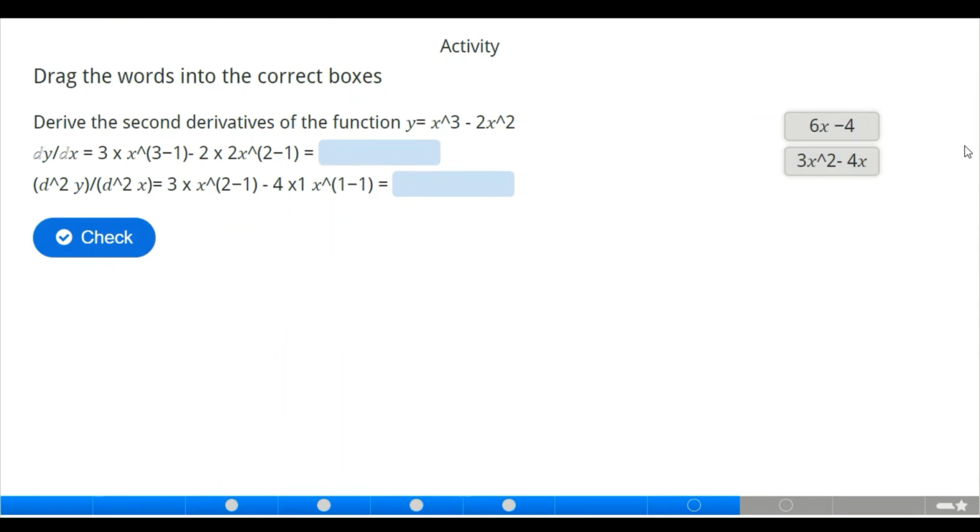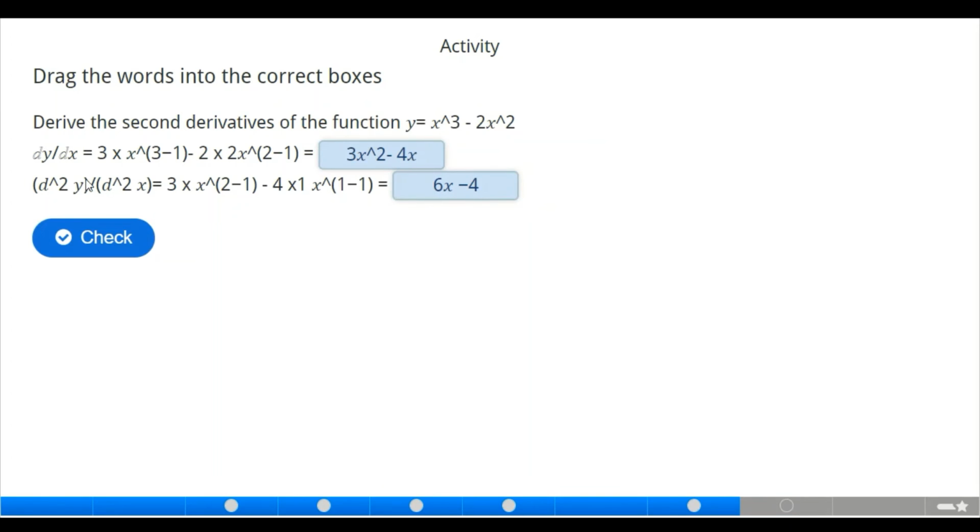So let's drag the right answers to the boxes. By the time we are done with the very first differentiation, our answer is going to be 3x raised to the power 2 minus 4x. By the time we differentiate the second time, our answer is going to be 6x minus 4.